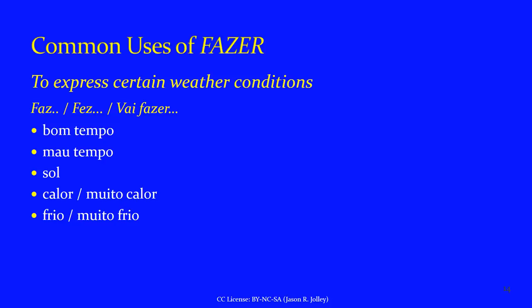So with the weather expressions listed on this slide, you use faz, or another tense of fazer, but always in the third person singular. So, faz bom tempo, the weather is nice. You could say, hoje faz bom tempo. Faz mau tempo, the weather is bad. The weather's bad out there today. Hoje faz mau tempo. Or it's sunny, faz sol, or faz muito sol, it's very sunny.